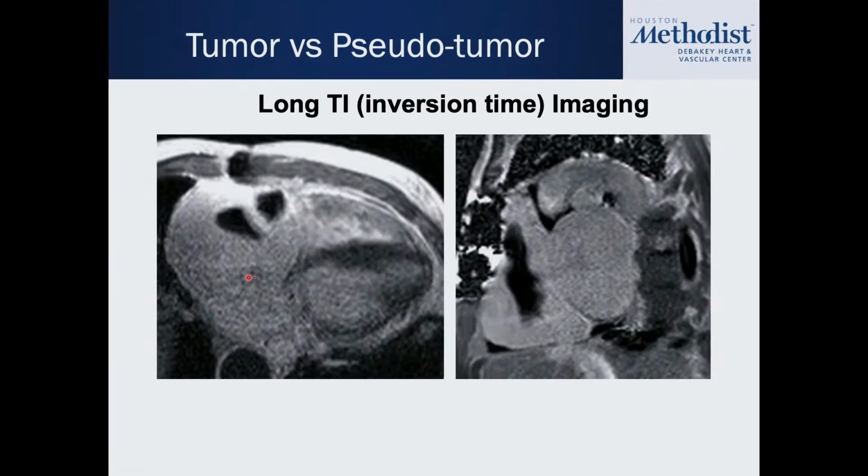And then this is the long inversion time imaging. So we saturate, we invert the proton, and then we wait for usually 600 milliseconds. Usually at this mark is when protons located inside the thrombus will have a zero signal, right? So this will guide us and confirm for us that this is truly a thrombus.